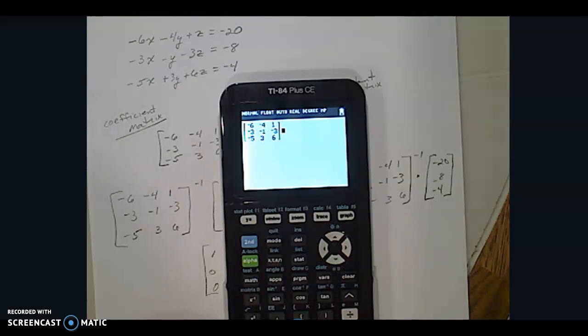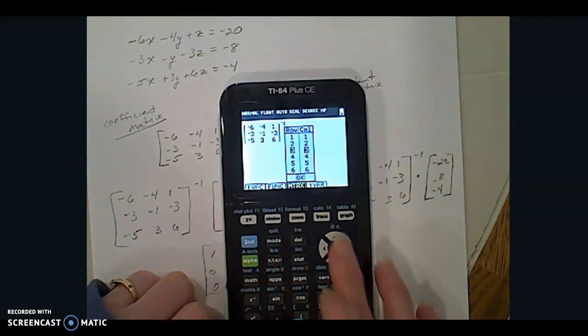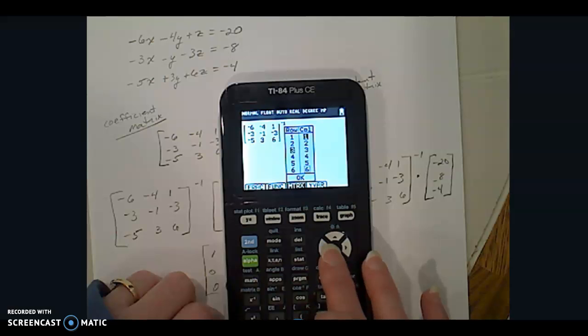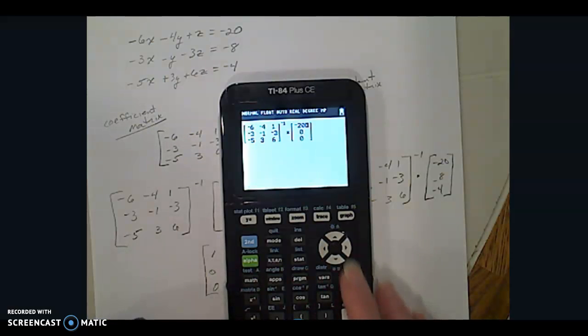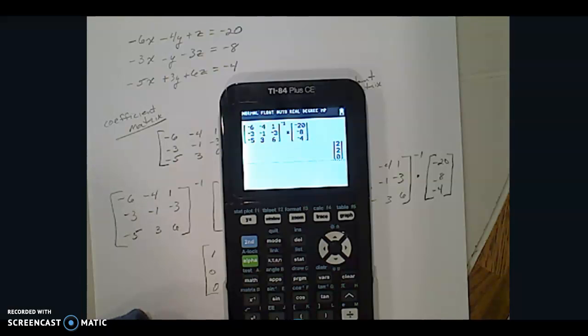Okay. And I want to take the inverse. I'm going to hit that inverse key, which is right below the math key there. I want the inverse of that, times. Now I need to put in my constant matrix. So again, I'm going to hit alpha zoom. And this time I have a 3 by 1. So I go over to the 1 column, go back down to OK. And this sets it up for me. And I'm going to type in my -20, -8, and -4. And then I'm going to hit enter, and it gives me my answer there, 2, 2, 0.